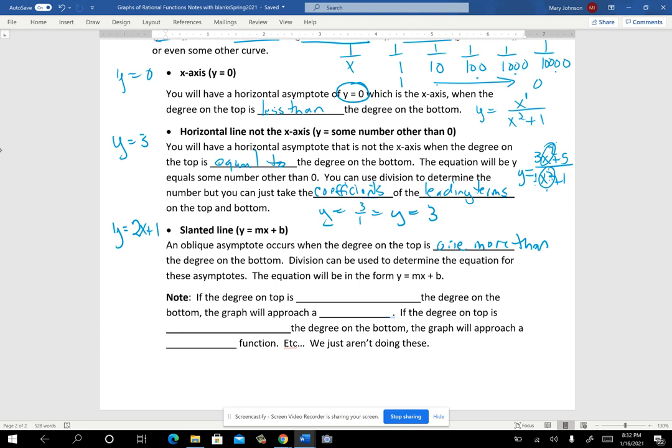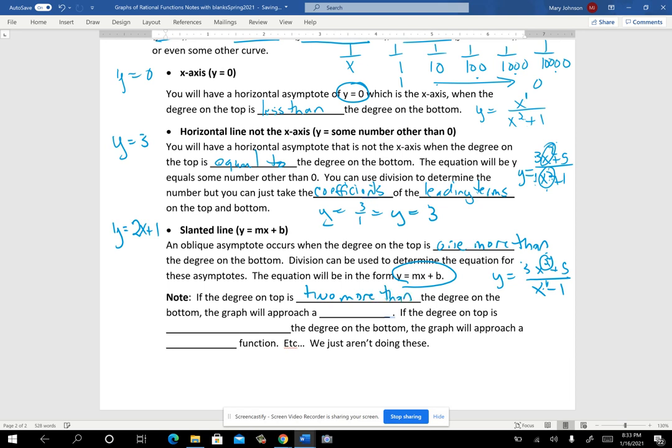So like if you had on top, say 3x squared plus 5, but down here you had, say, x minus 1. If you did division, the degree on top being 1 more, you would wind up having something like mx and then maybe plus a b. But if it's 1 more on top than the degree on the bottom, then you're going to have something like that.